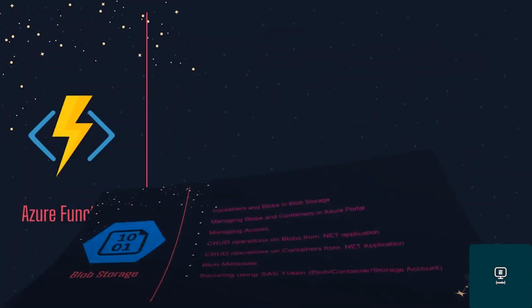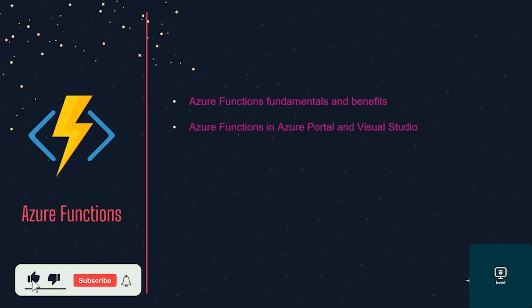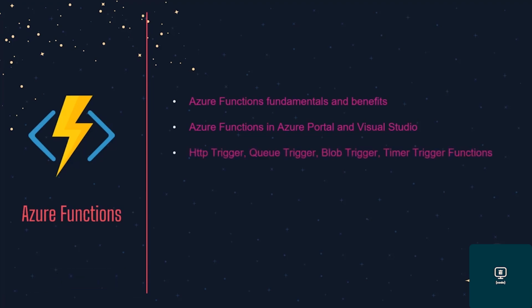Then we will shift our focus to the next service, which will be Azure Function. We will understand the fundamentals and benefits of Azure Function. We will create our first Azure Function inside the Azure portal, and then we will switch to Visual Studio, and we will be creating many complex Azure Functions. We will see HTTP trigger, queue trigger, blob trigger, and timer trigger functions. We will also see how to use dependency injection inside Azure Functions. We will be injecting the DB context to access our SQL database.